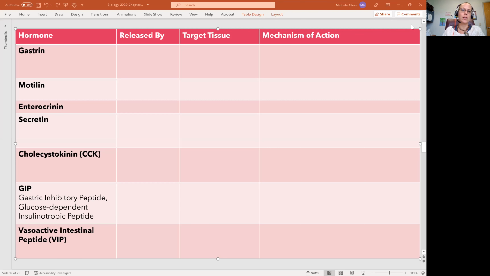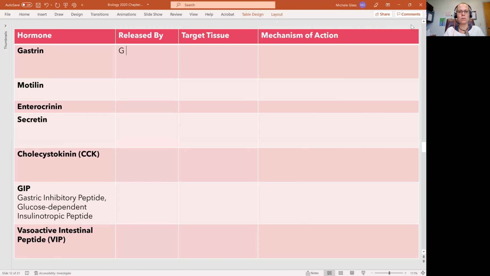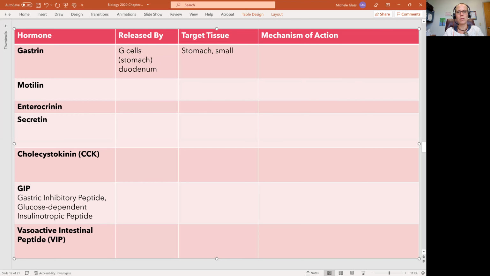So let's begin with gastrin, and let's talk about who makes the gastrin. So gastrin is actually being released, remember we said, by the G cells in the stomach. Sorry about the capitalization. But we'll also see that it's being produced by duodenal cells as well. Primarily, we're going to see gastrin targeting the stomach, but we'll also see it targeting the small intestine and large intestine.